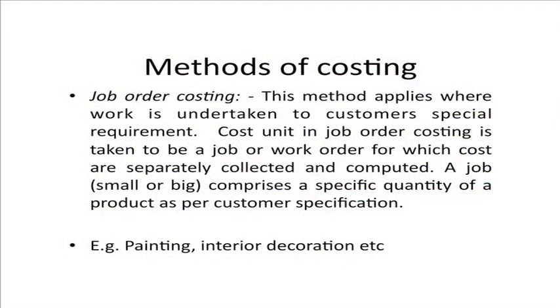Examples of job order costing could be painting or interior decoration. If painting is being done, it is the customer's special requirement. The paints involved would be direct cost, then there could be labor cost and any other indirect costs which are associated with the particular job of doing the painting. So, it is called job order costing. We will use the job order costing method to ascertain the cost associated with the particular job which is being done. So, this is the utility of job order costing.